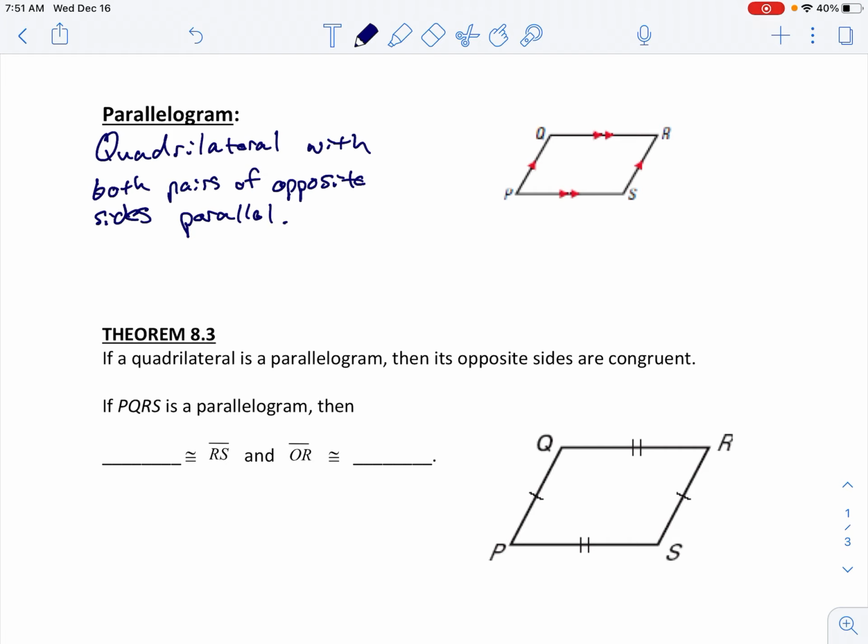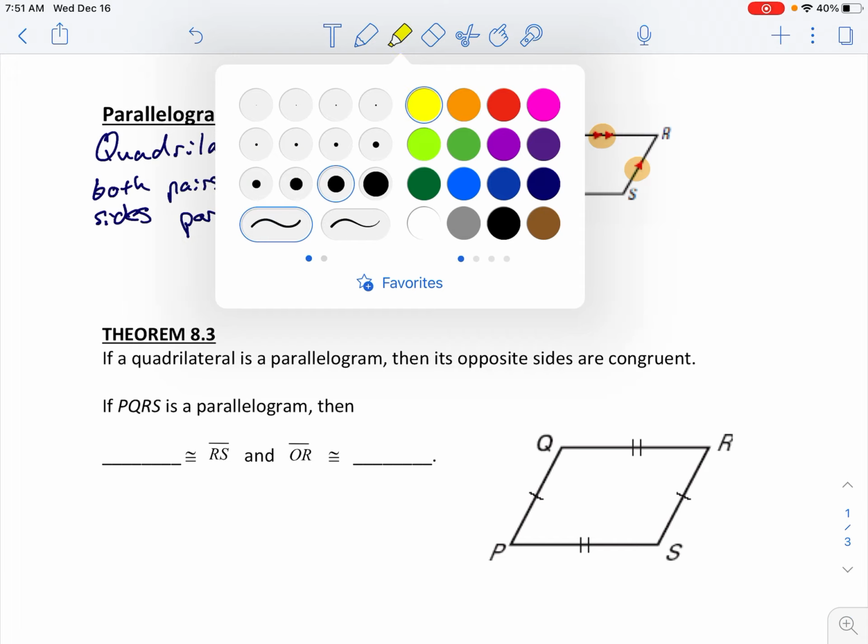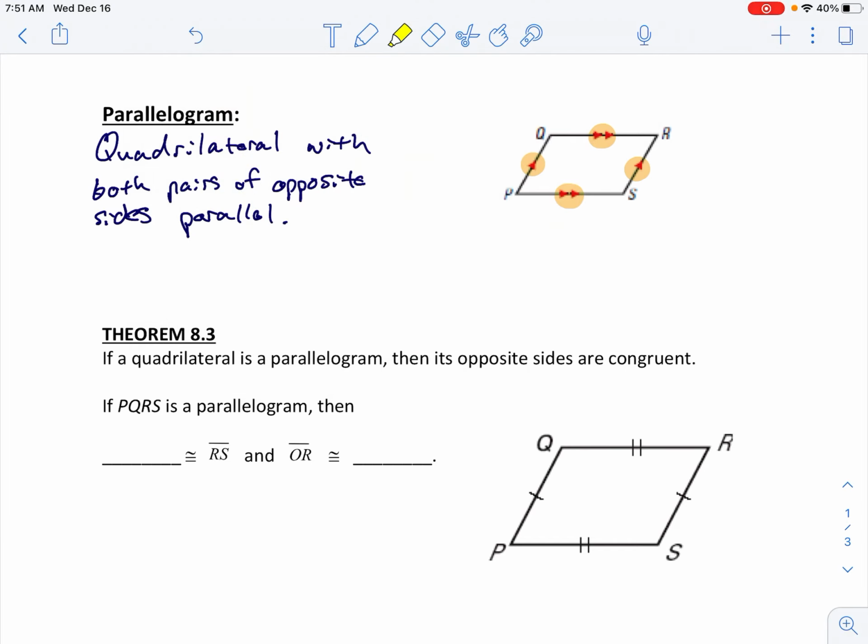Okay, so when we take a look here, what makes it a parallelogram is, if I look at the picture, both pairs of opposite sides are parallel. I've highlighted the little arrows to show us that right there. The arrows mean they're parallel, so we know that it will be a parallelogram.